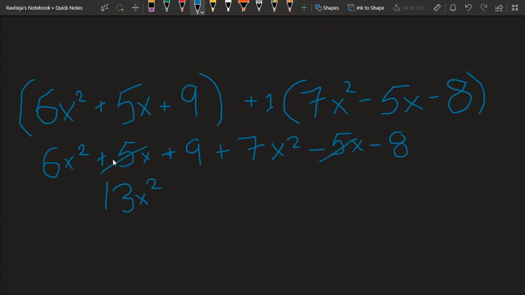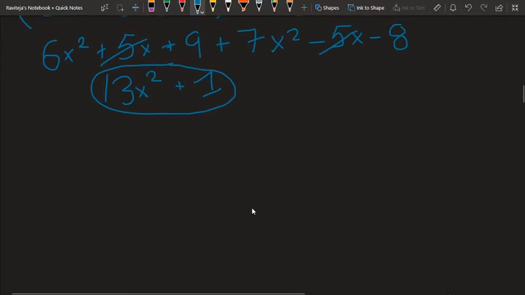Now that we finished combining like terms for x squared and x, it's time to move on to the numbers. And we have positive 9 and negative 8. Positive 9 plus negative 8 is just positive 1. So then we can simplify to 13x squared plus 1, which would be our simplified polynomial by adding these two polynomials together. Now let's move on.